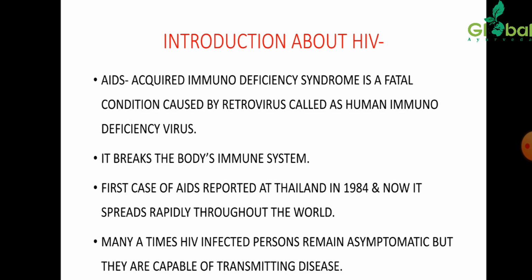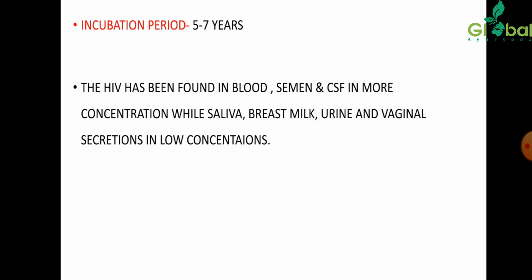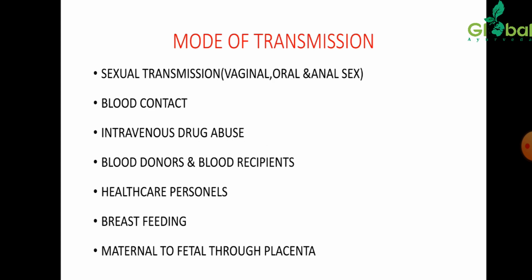HIV has been found in blood, semen and CSF in higher concentration, while saliva, breast milk, urine and vaginal secretion have it in low concentration. What is the mode of transmission? Sexual transmission is the commonest mode: vaginal, oral and anal sex. Blood contact is also a common mode: intravenous drug abuse, blood donors, blood recipients, healthcare personnel, breastfeeding, and maternal to fetal through placenta.